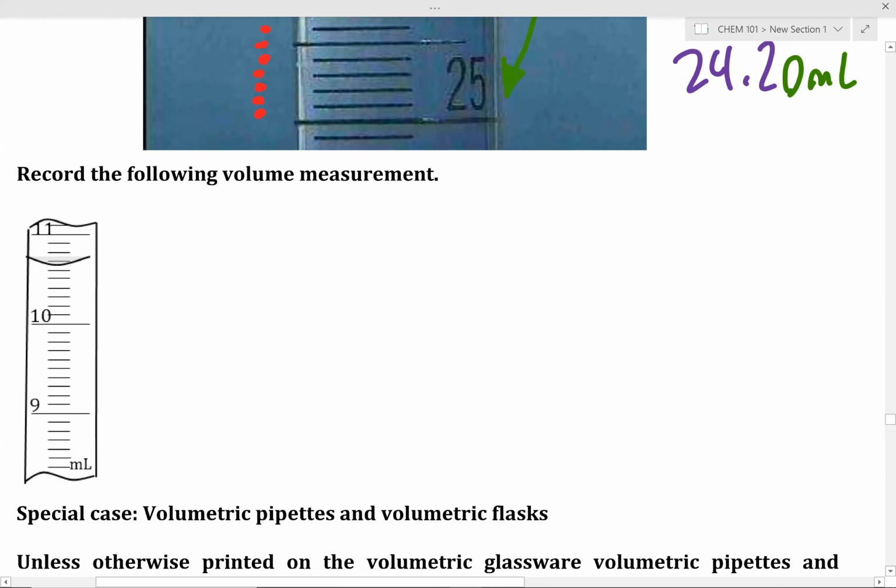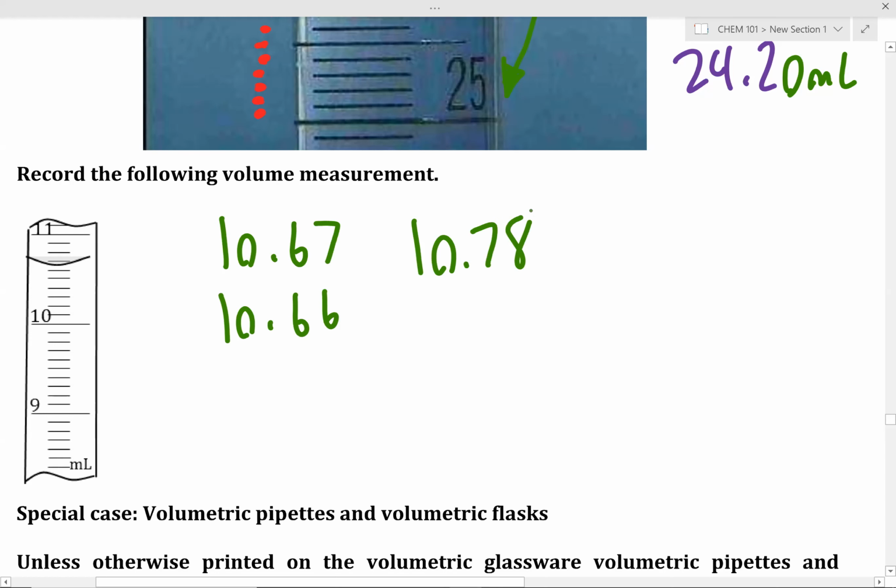So, as customary for this section, can I receive some input from the class? So would someone have a preferred measurement for this? Yes. 10.67. 10.67, okay. Would anyone else like to volunteer? Yes. 10.78, okay. Would anyone else like to volunteer? 10.68. Anyone else?